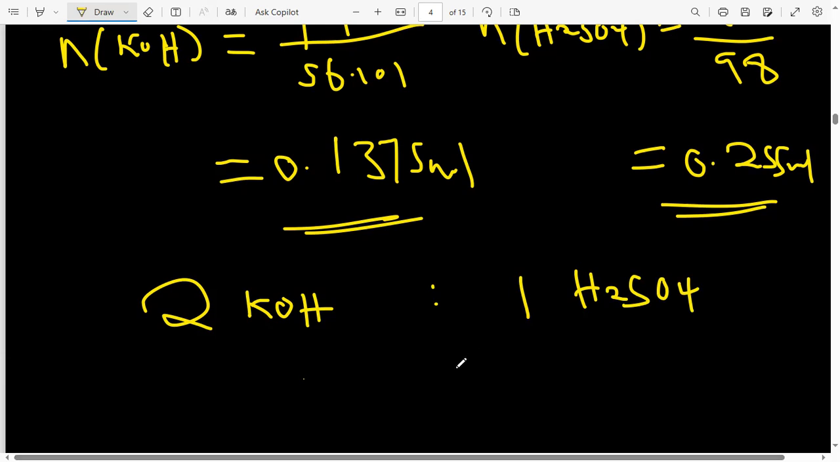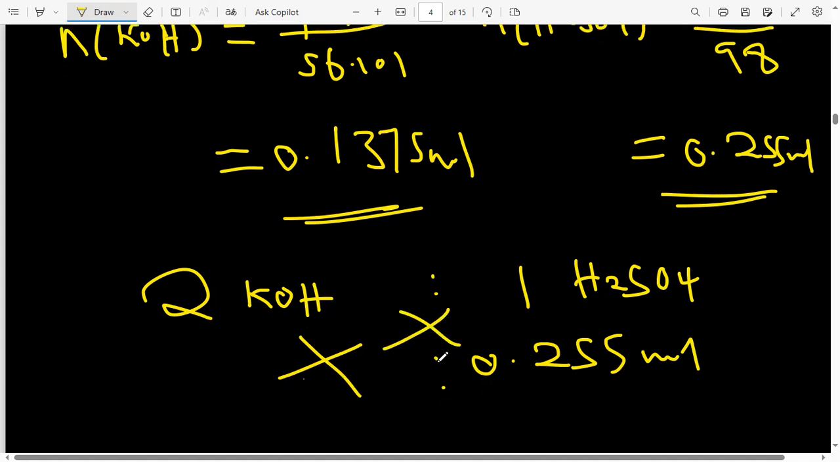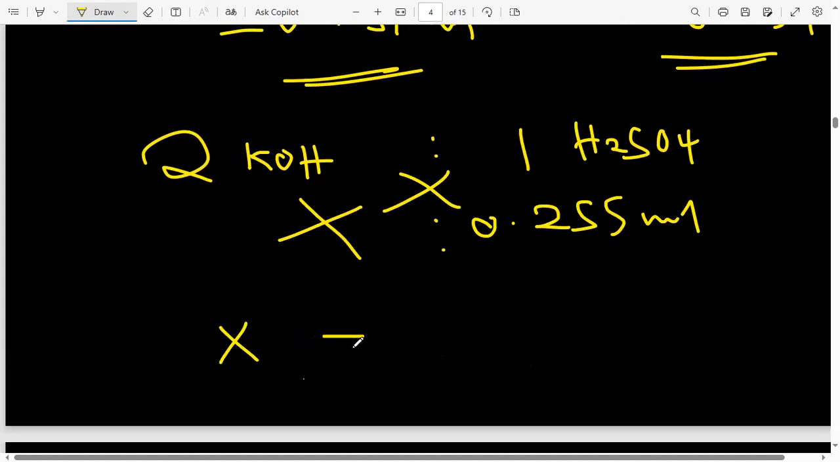Let's say I take these moles here. If I have 1, then I need 2. What about if I have 0.255 moles? How many moles of potassium hydroxide am I going to need? So cross multiply, it means X will just be equal to 2 multiplied by this number. So 2 multiplied by that number, I'm getting 0.51 moles.